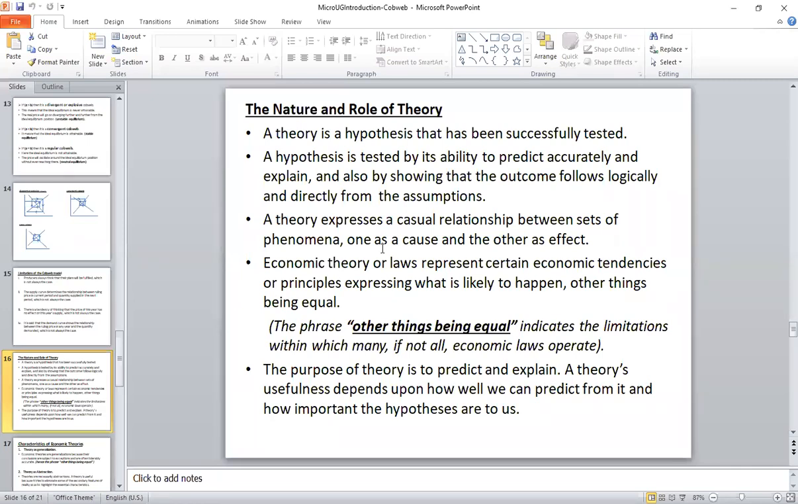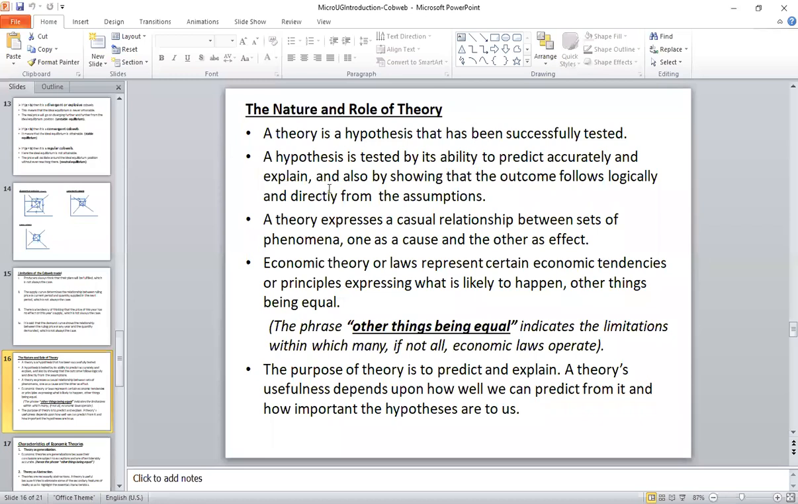It is maybe something we can base on, but it does not really apply everywhere, because there is this phrase, other things being equal. This indicates the limitations within which many, if not all, economic laws operate. So economic laws or theories operate within some limitation or some kind of boundary. So we cannot say it applies everywhere. Because we are looking at microeconomic theory, we briefly want to go through the role of theory and the nature of theory, what theory is, so that you can understand.